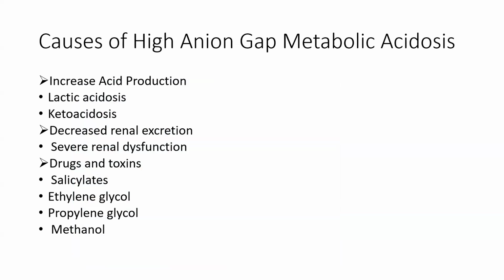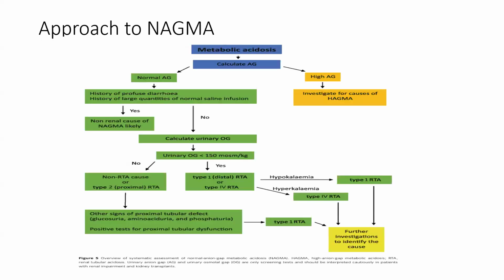So it could be because of increased acid production like lactic acidosis, ketoacidosis, decreased renal excretion like severe renal dysfunction, drugs and the toxins like salicylate, ethylene glycol, propylene glycol, and methanol. Then approach to NAGMA. So now we will see how to approach non-anion gap metabolic acidosis.